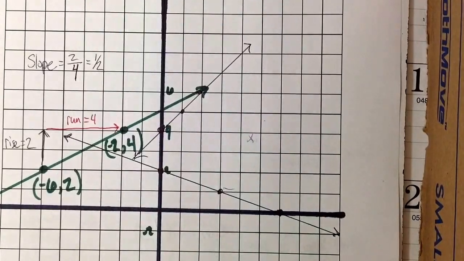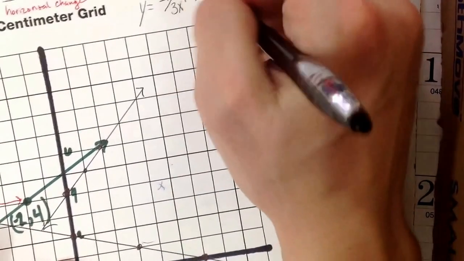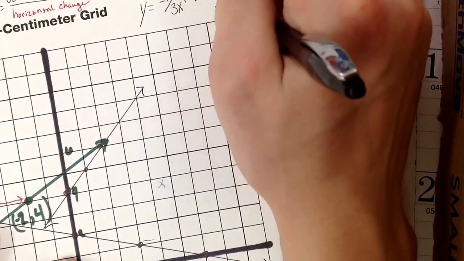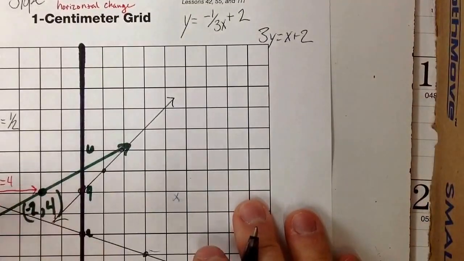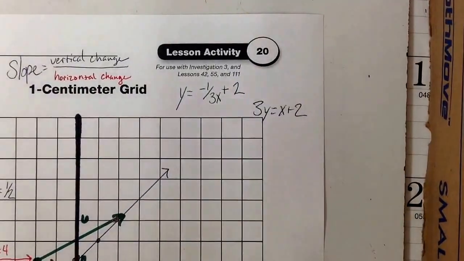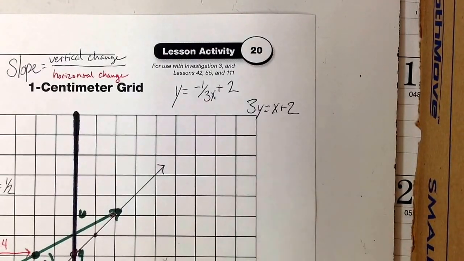Now, if you don't have an equation in slope-intercept form, for example, if you had something like 3y equals x plus 2, you would have to solve for your y, because it has to be y by itself equals something times x plus b. All right, guys, have fun.